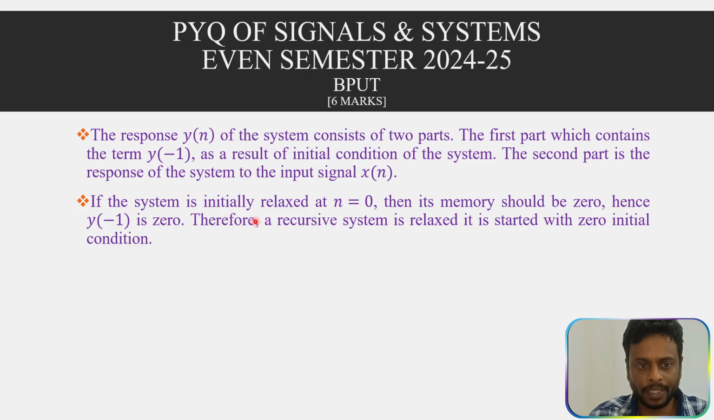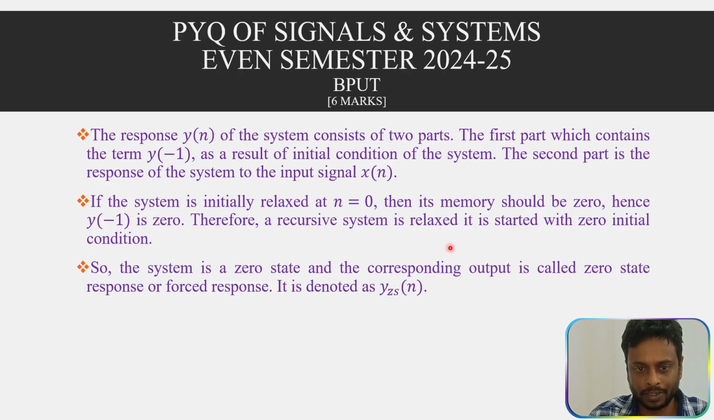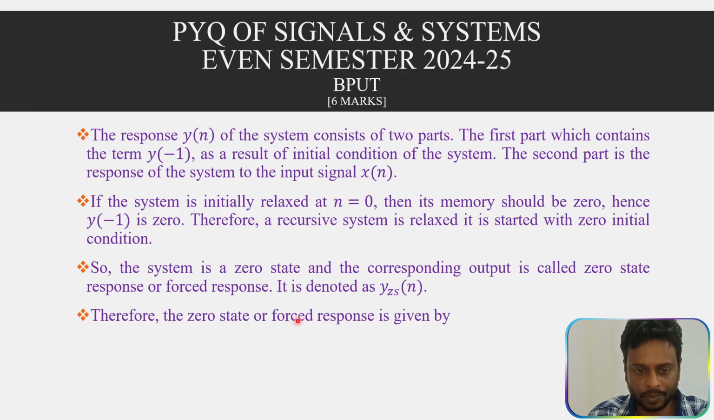If the initial system is relaxed, that is for n equal to 0 the memory should be 0, then y of minus 1 equals 0. In this case, the recursive system is relaxed with zero initial condition. This is called the zero state condition. When y of minus 1 equals 0, the system is at zero state, and the corresponding output is called the zero state response or forced response. It is denoted as y of zs. For the zero state or forced response, this is the equation.